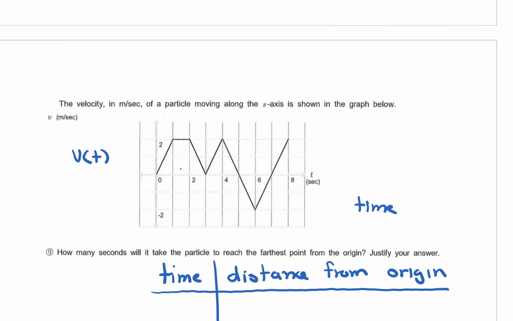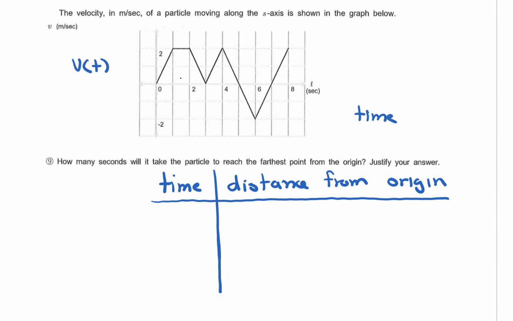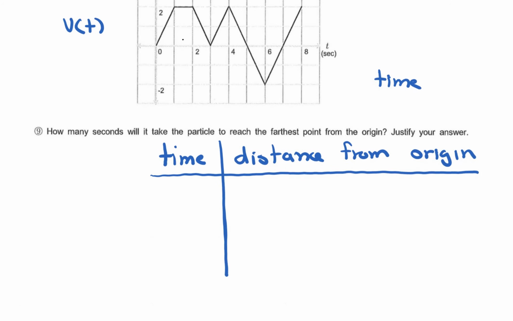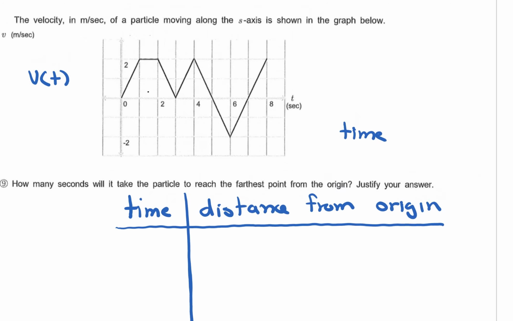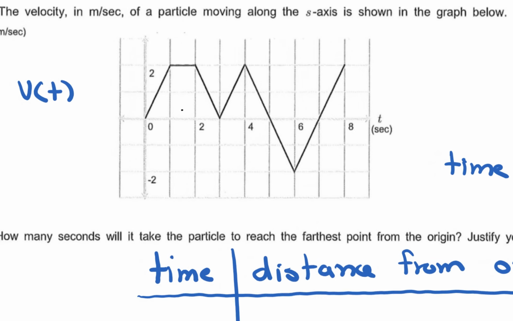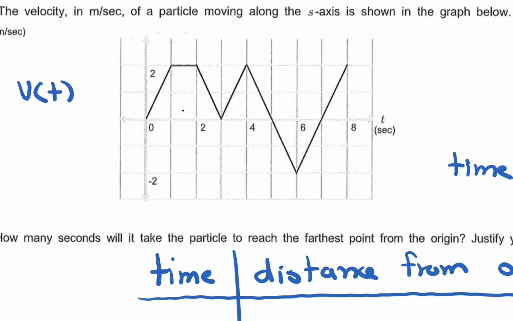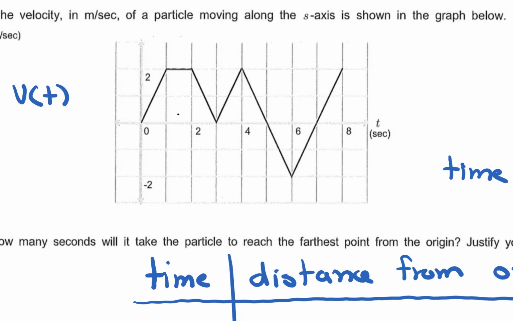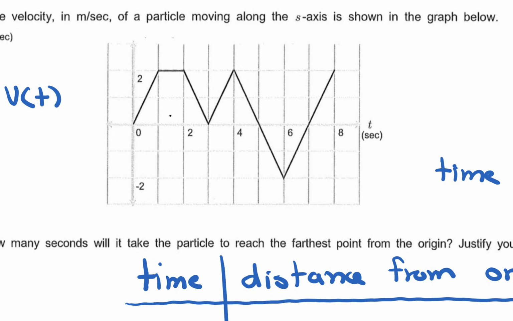Okay, final question here. It's the same graph, and for question number 9, the question is, how many seconds will it take for the particle to reach the farthest distance from the origin? Justify your answer. So this is a combination of some of the previous questions, and it also has to do with the total distance, right? So one thing that we did mention in a previous question, such as question number 2 and question number 6, we have to figure out how the particle is behaving in this particular graph here, right?